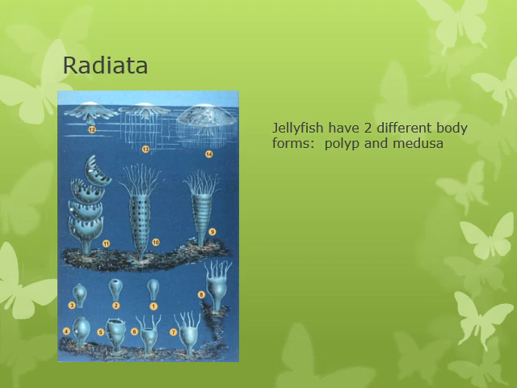Jellyfish have two distinct body forms, a polyp and a medusa. The polyp is sort of the baby form, and basically it will swim, land, and start to produce new cells.